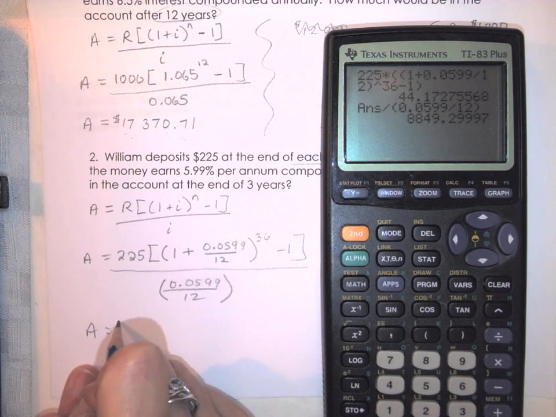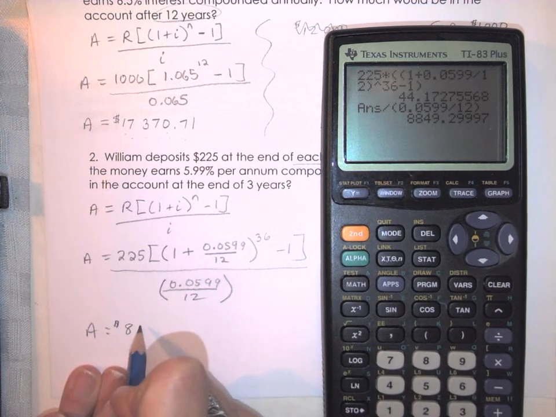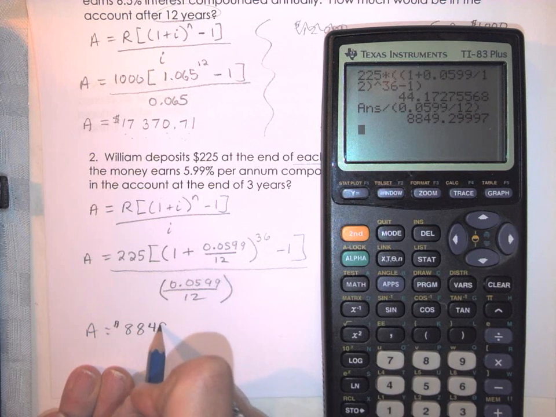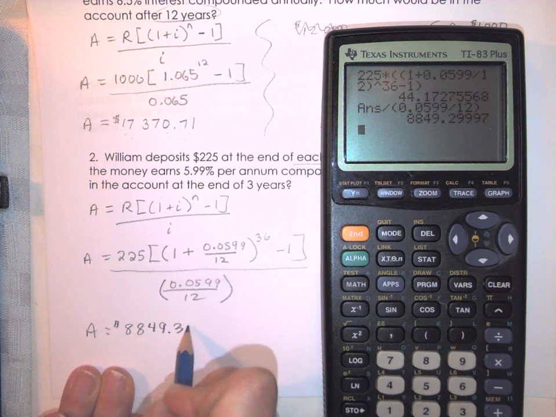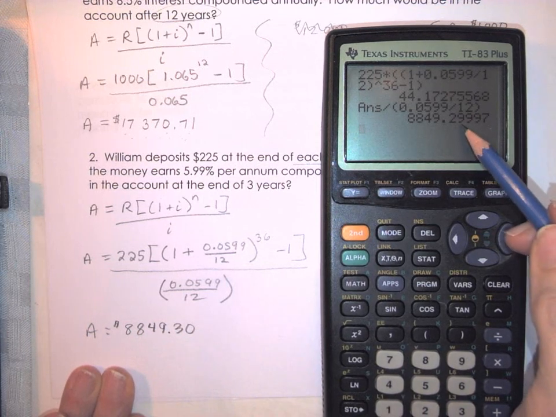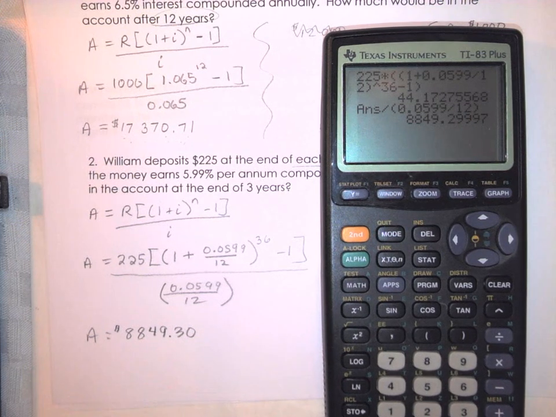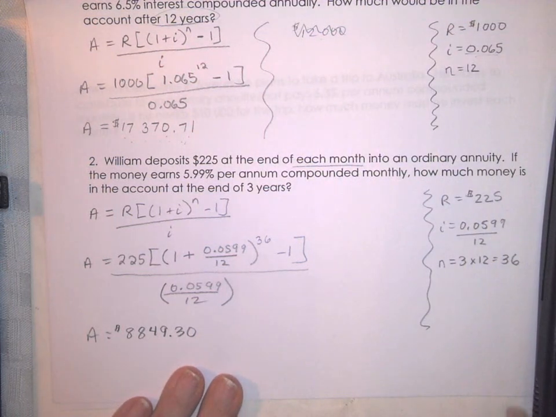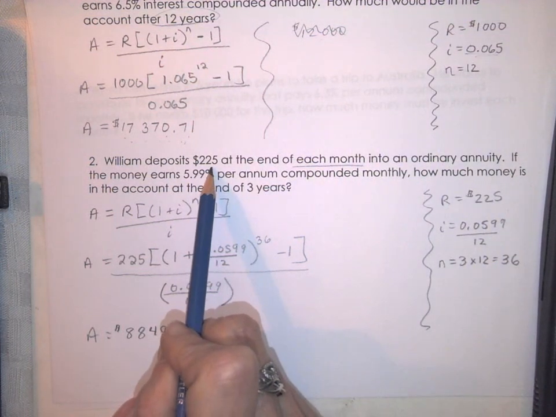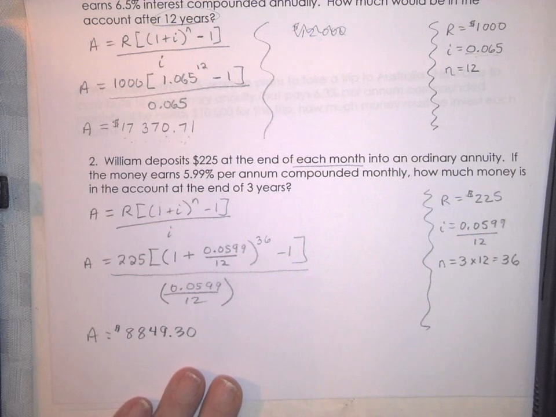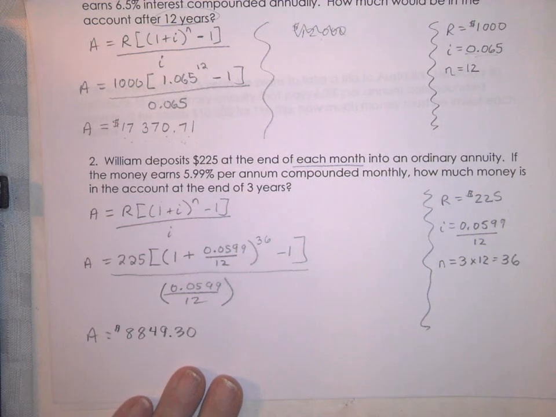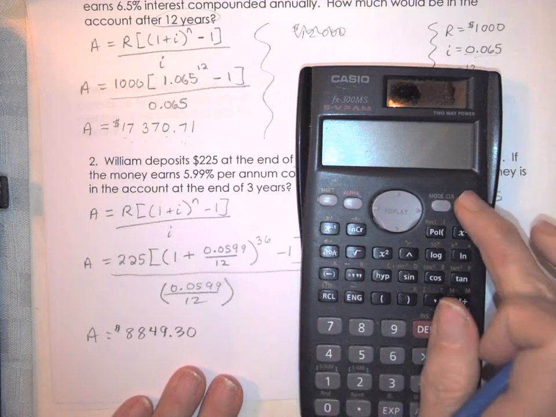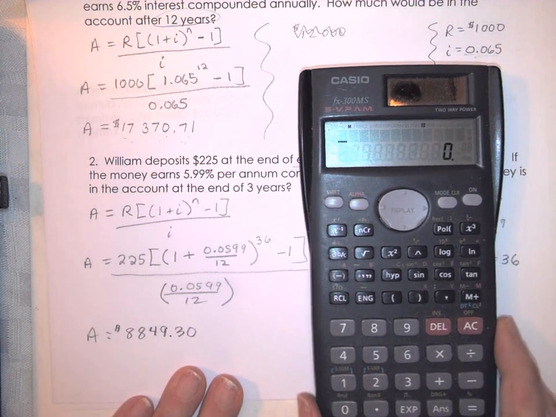So that says the amount would be $8,849.30 if we round to the nearest hundredth, which you would with money. Okay? So that's how much William would have if he puts $225 at the end of each month into an account, compounded monthly. All right, let's do it on a calculator that's a bit more plain.